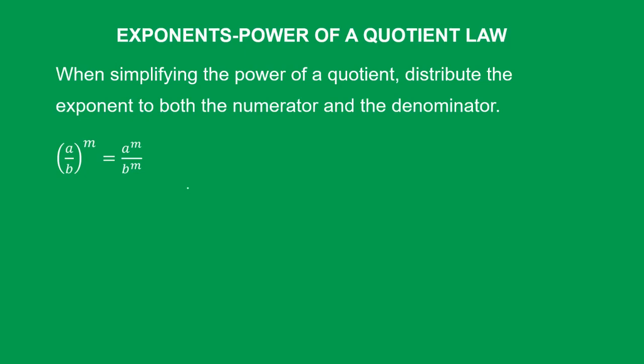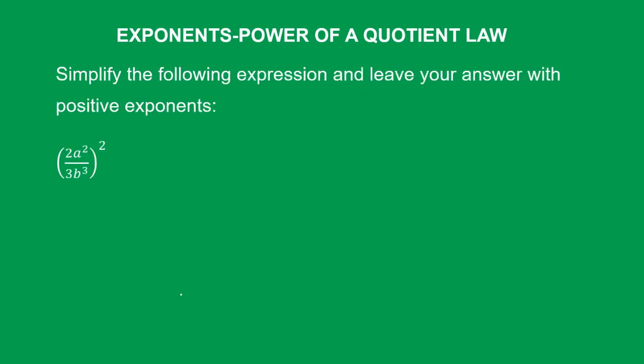When simplifying the power of a quotient, distribute the exponent to both the numerator and the denominator. Like here we say a to the power m and then b to the power m. That's why we have this. Let's do examples. So here we're going to distribute the exponent to both the numerator and the denominator.